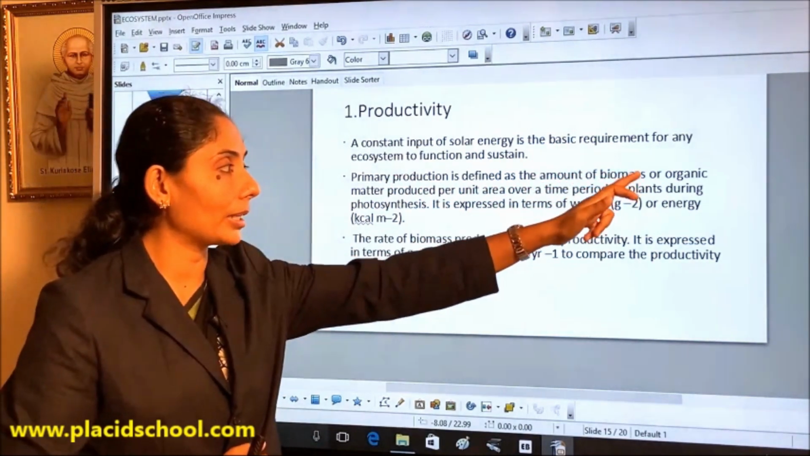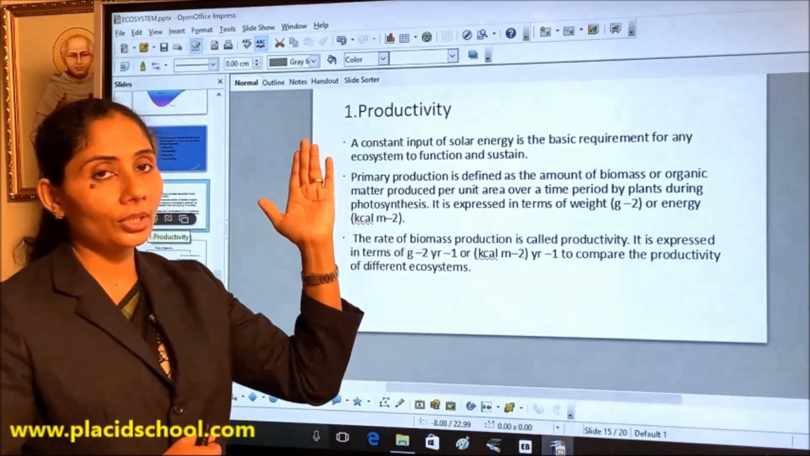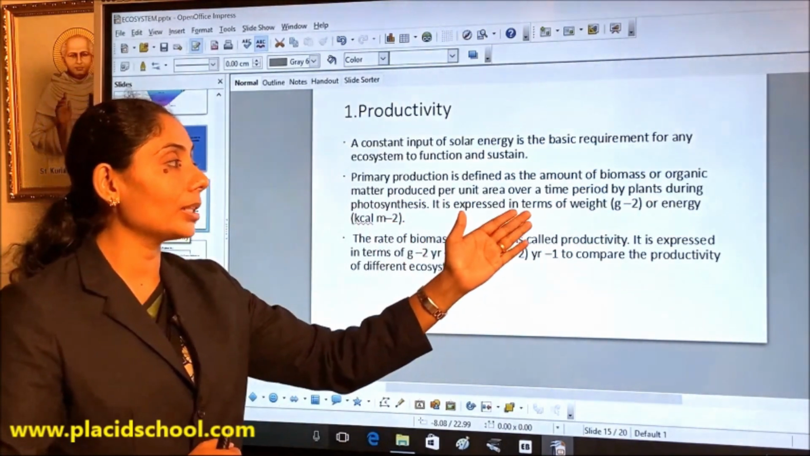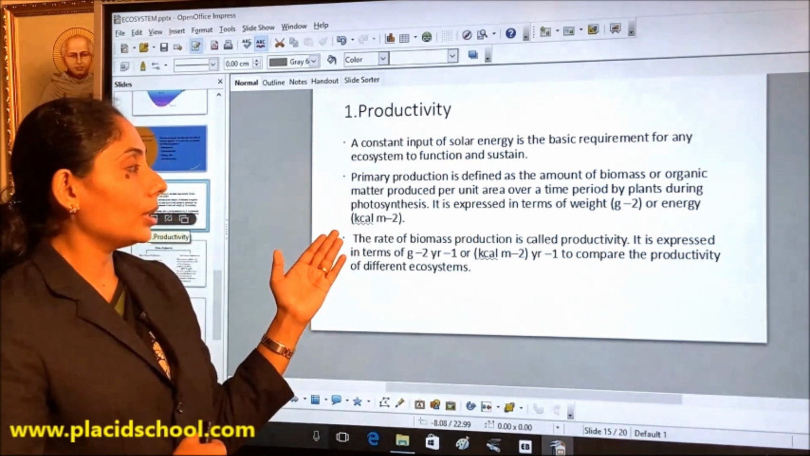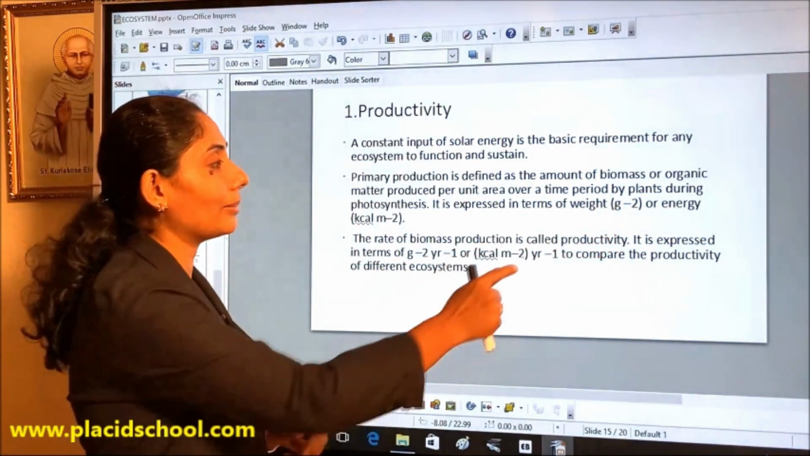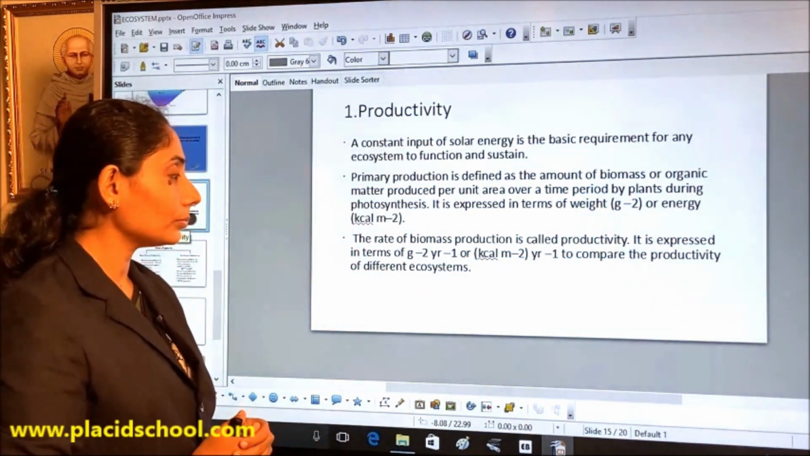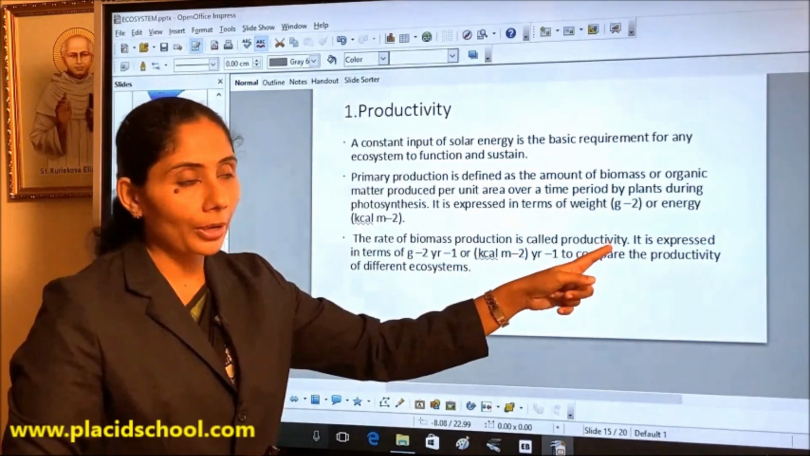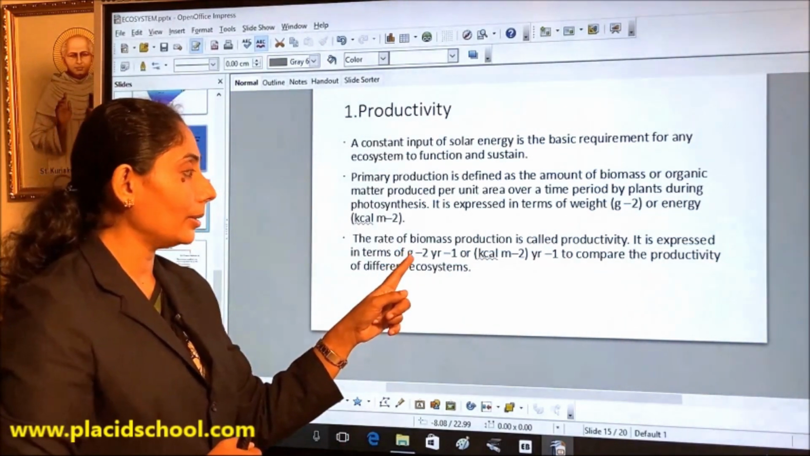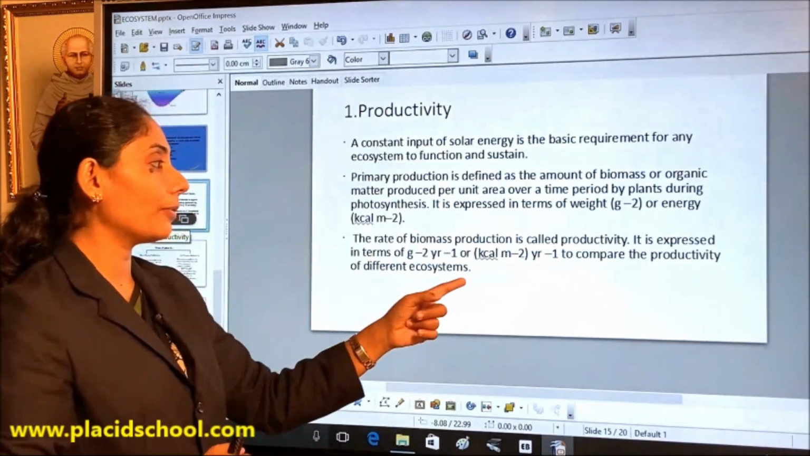When they prepare this organic matter, which is also referred to as their biomass, they are storing energy. The light energy is stored in the chemical bonds of this organic matter, and therefore this primary production is expressed in terms of weight or energy. It should be gram per meter square, or in the form of energy, kilocalorie per meter square. And the rate of biomass production is called productivity. It is expressed in terms of gram per meter square per year, or in terms of energy, kilocalorie per meter square per year, to compare the productivity of different ecosystems.